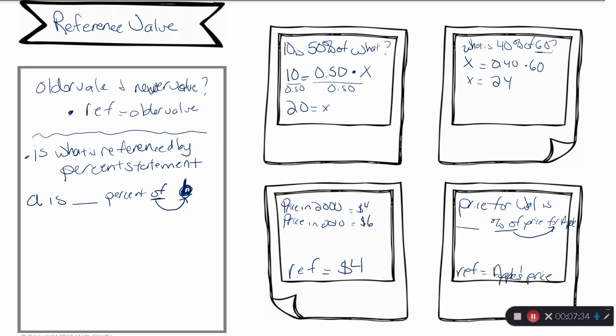Someone asked me, is it always what's at the end? And you have to be careful of that because, especially in questions, we change the order, but it's what goes with the percent of, percent more than, that kind of statement.